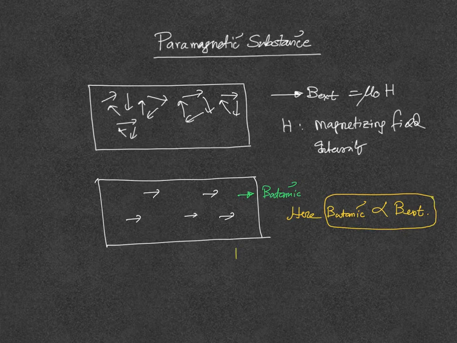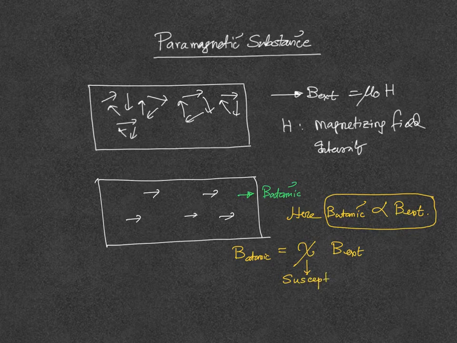Now this proportionality constant is the susceptibility. So I'll write it like this: B atomic equal to this times B external. So this constant is known as susceptibility, or rather magnetic susceptibility of the paramagnetic substance.